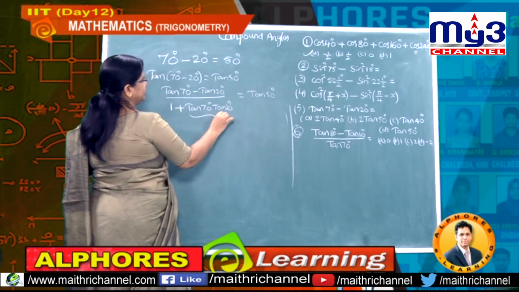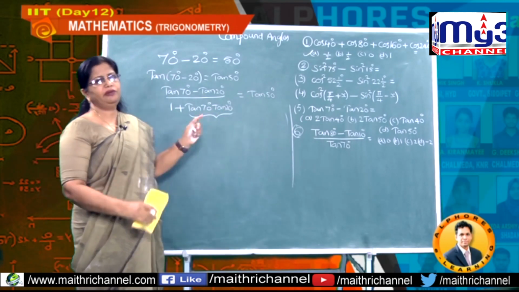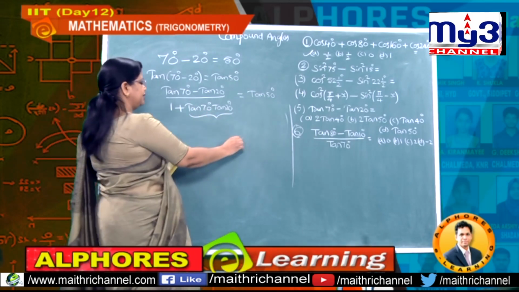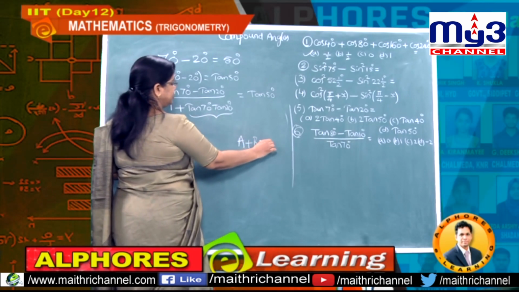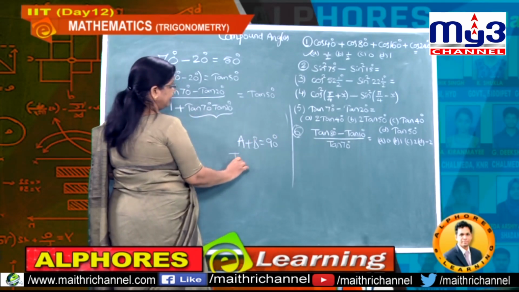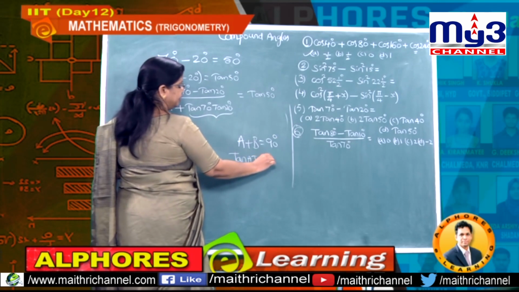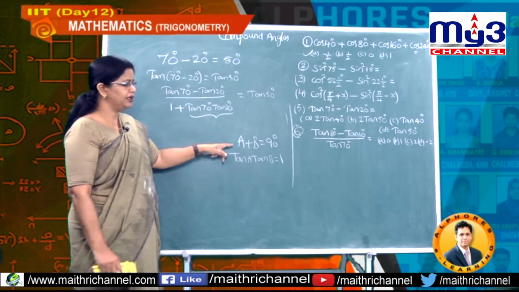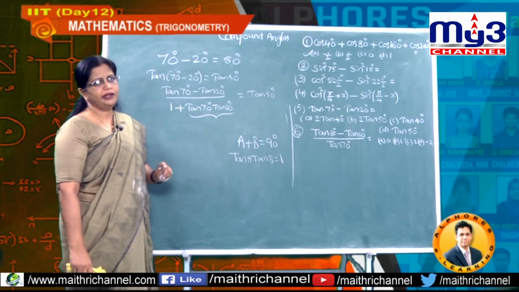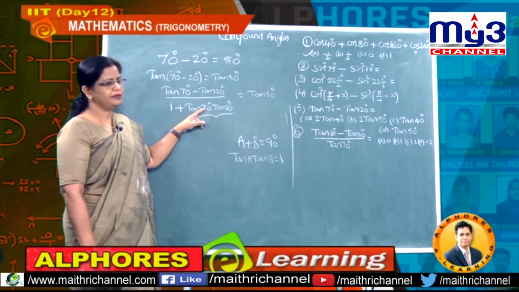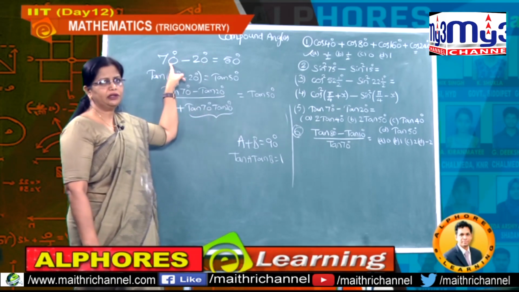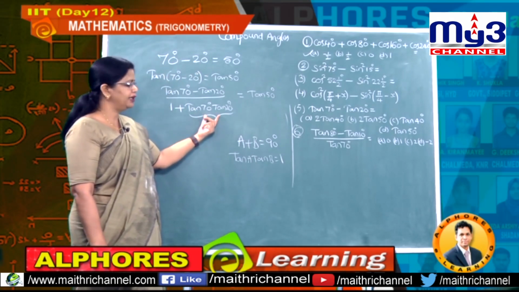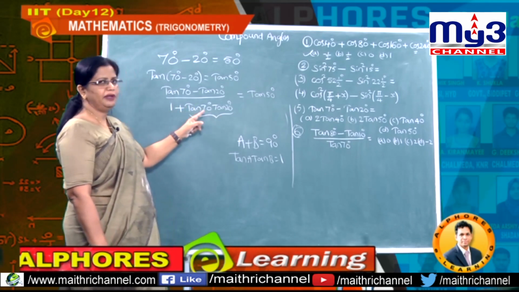Now students, observe what is the value of tan 70 into tan 20. These two are complementary angles, that is A plus B equal to 90 degrees. Then what is tan A tan B? Tan A tan B, you know, is 1. At the same time cot A cot B is 1, etc. This we observed already in trigonometric ratios and identities. That is the purpose why we have taken a combination of complementary angles. So that purpose is fulfilled, that means you got tan A tan B is 1. Therefore this is 1 plus 1.